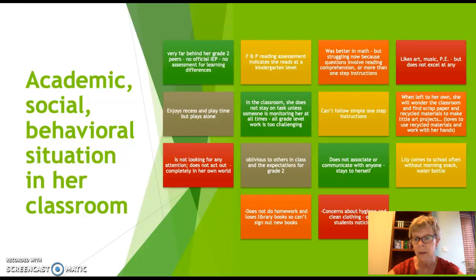Lily often comes to school without a morning snack, or she doesn't have her water bottle. She's missing library books, does not do her homework. That's for certain. She can't be left to be responsible for her homework. We have concerns about hygiene, and she comes to school with very dirty clothes. And recently, other students are beginning to notice this kind of lack of hygiene.